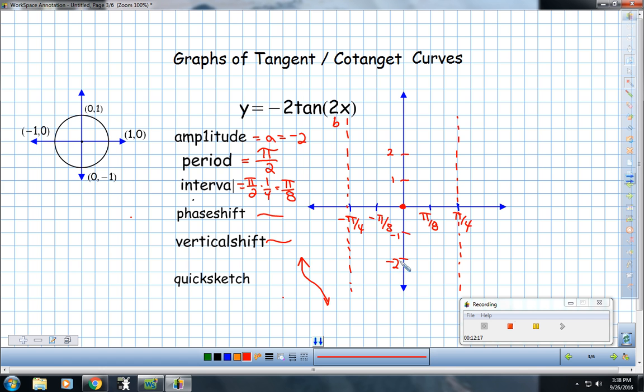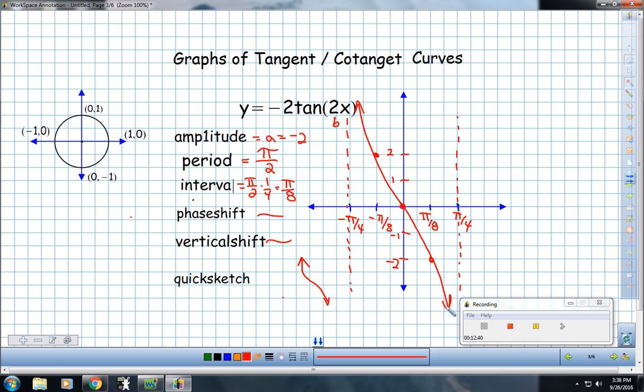Now this is where we look at our quick sketch. A normal tangent curve is positive sloping, but this is going to be negative sloping. So at negative pi over 8, we're already at 2, and at pi over 8, we're already down to negative 2. And then it approaches the asymptote here, and it approaches the asymptote here. There's one period of that graph.